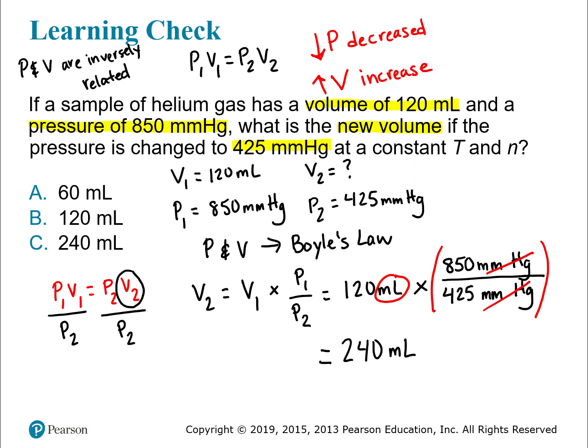Now this is a multiple choice question. We had 3 choices, 60, 120, and 240. We said that the pressure decreased, so the volume should increase. That means it couldn't be A, couldn't be B, had to be C. So we could have done this without doing any math. All you have to know is Boyle's law and how pressure and volume are related. But I always show the math just in case. You can check yourself.